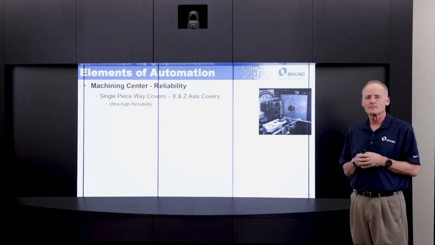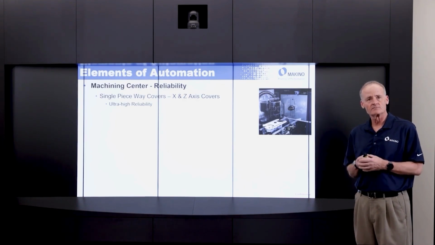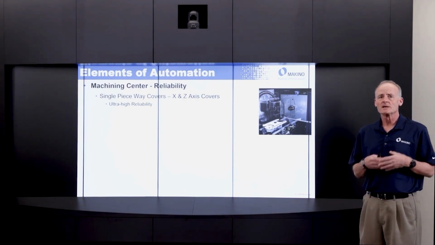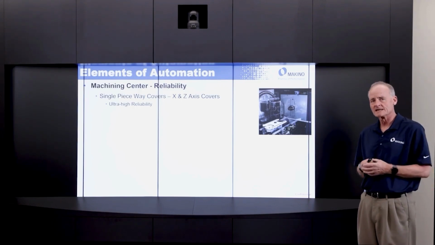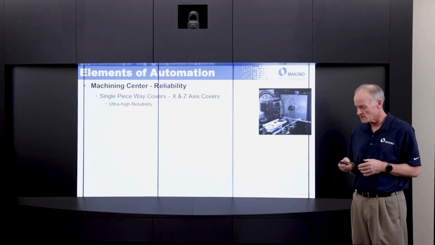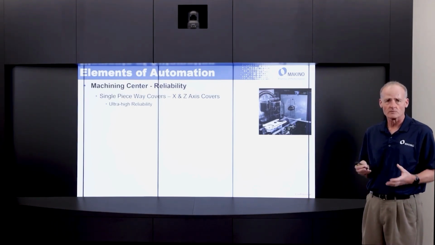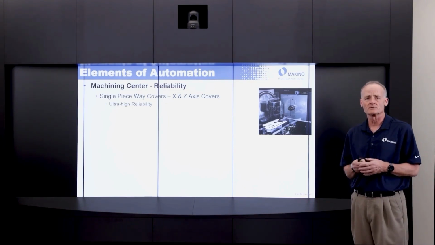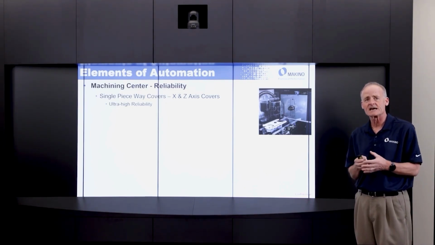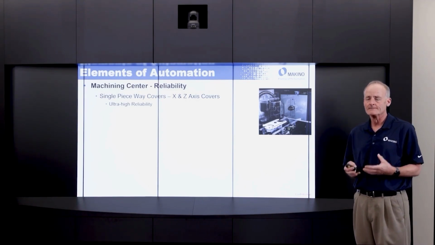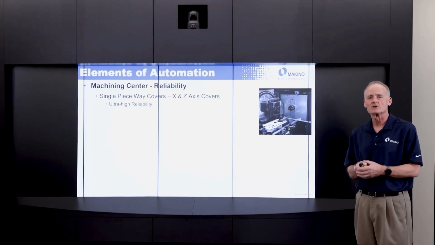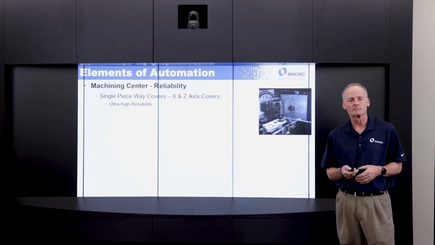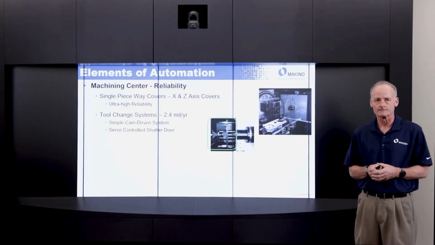And at Makino, we've done a couple things to make our 1 series machines and our other product lines very amenable to being run in an unattended automated system in a 24/7 type of operation. One has to do with single piece way covers. On the 1 series machines, our X and Z axis covers are single piece. And over the life of that machine, we've got a very low percentage of those way covers that have been changed and replaced over the life of the machining center.